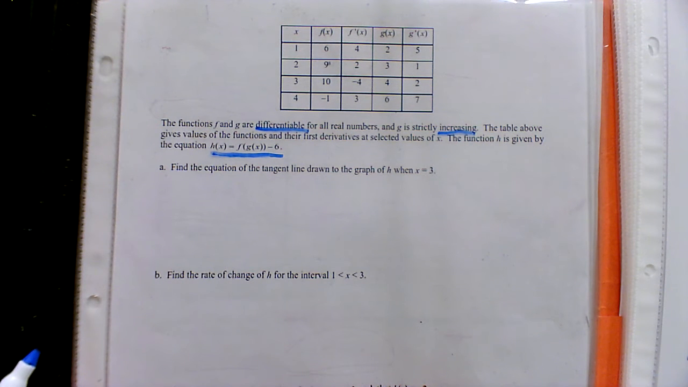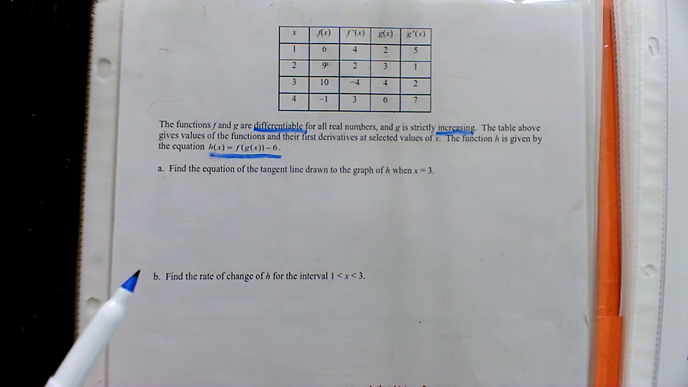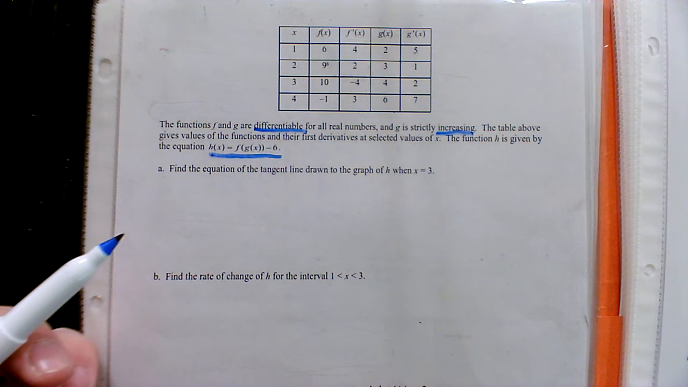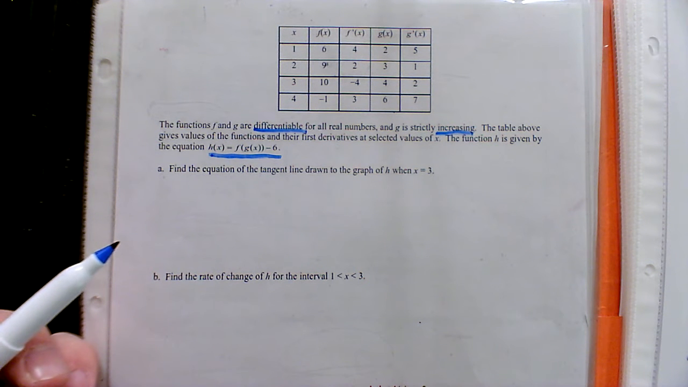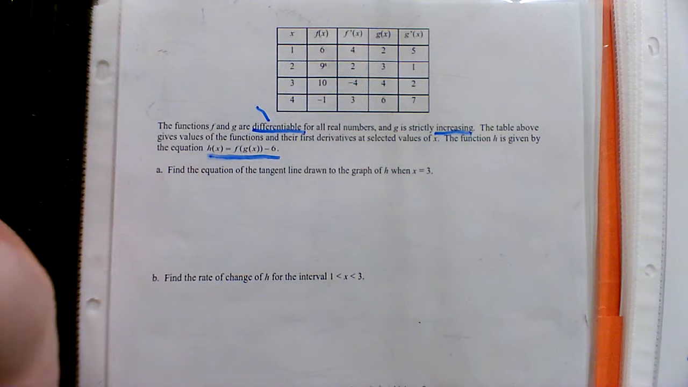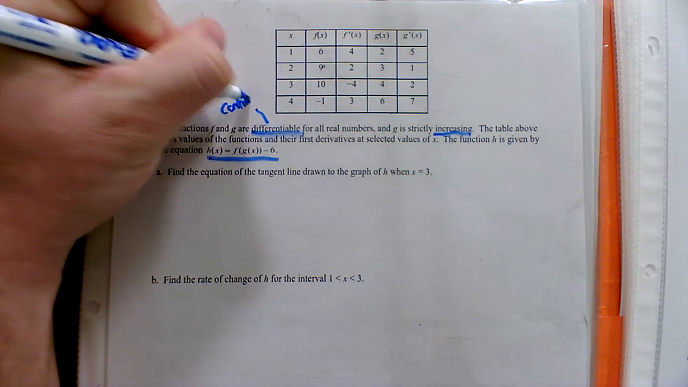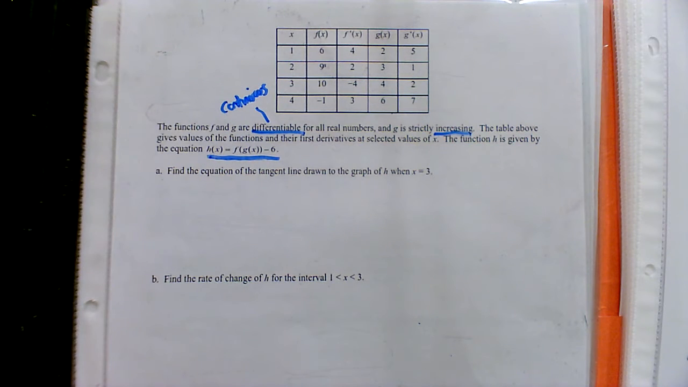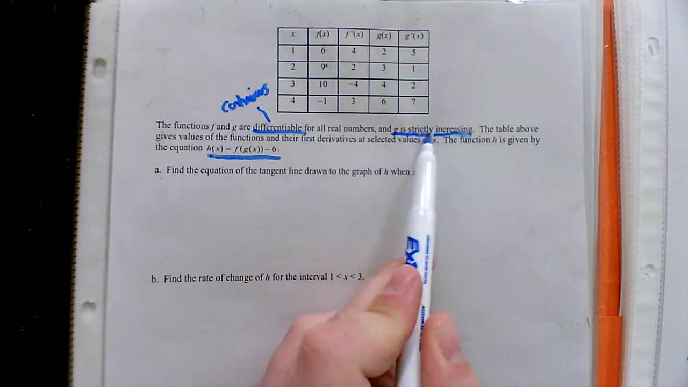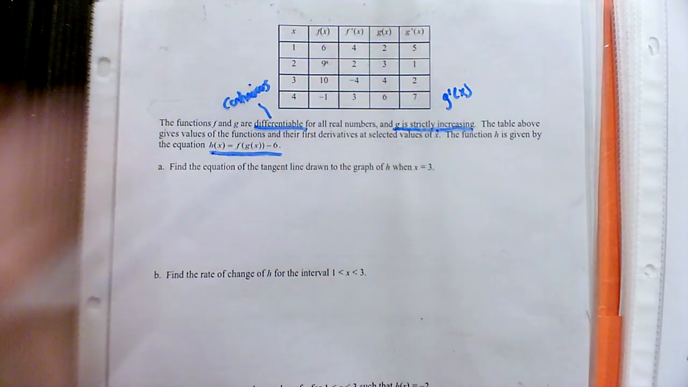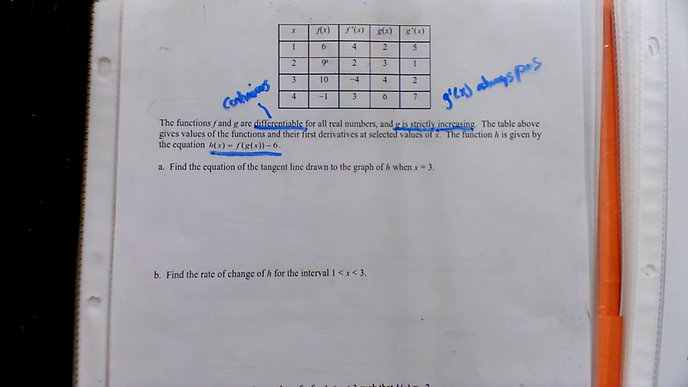So I underlined a few things that we need to talk about before we actually start the problem. It's important that it says f and g are differentiable. If they're both differentiable, what else do we know about them? They're continuous. Remember, differentiability implies continuity. Continuity does not imply differentiability. So it's continuous. It says g is strictly increasing. So if g is always increasing, what do we know about the derivative? It's always positive. So those are some important things to know before we get started.